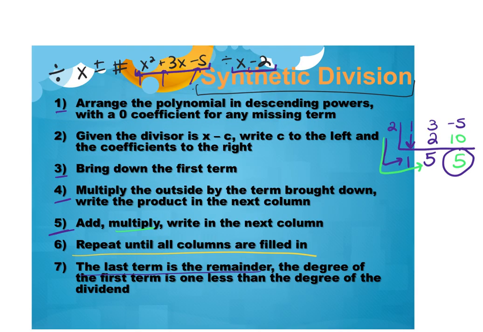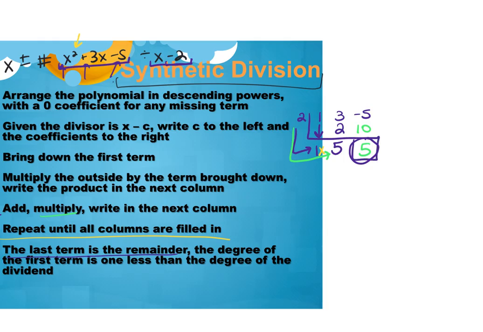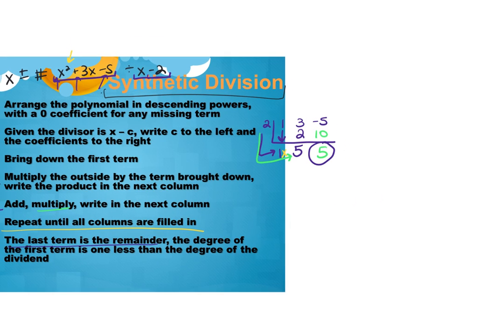And the degree of the first term is 1 less than the degree of the dividend. What I divided into was x squared. So this one's going to get x to the first. And the 5 is the constant. The other way to look at it is the last term is my remainder, and then the next term gets no variable, the next term gets the x. So my quotient is x plus 5 with a remainder of 5, so plus 5 over my divisor, which is x minus 2.